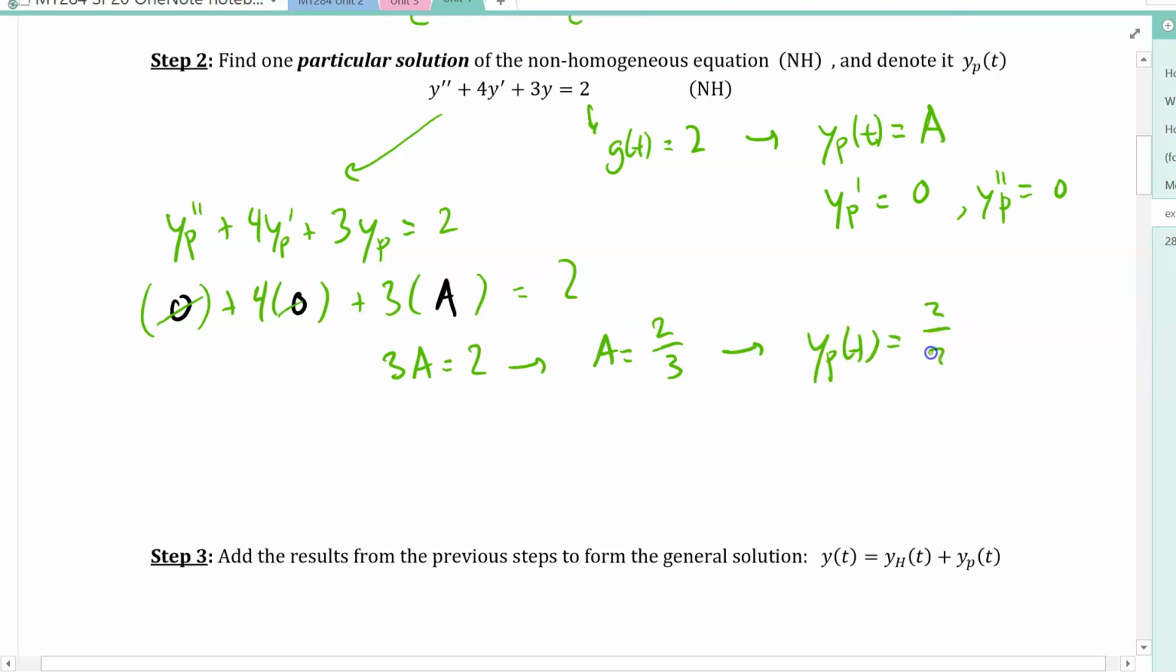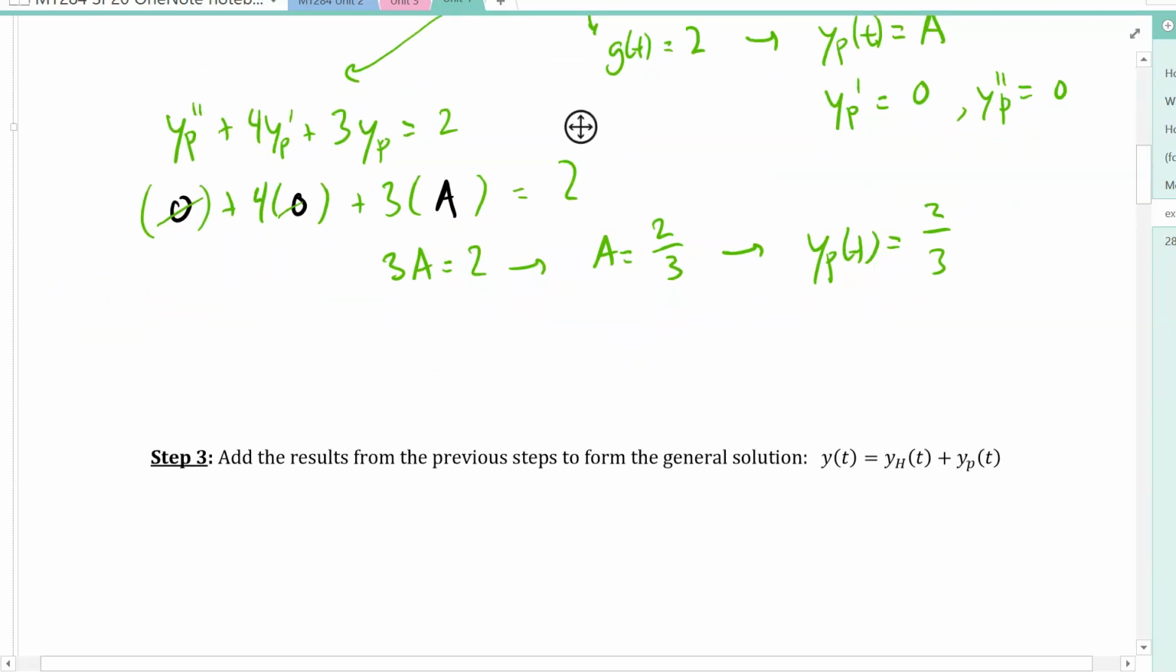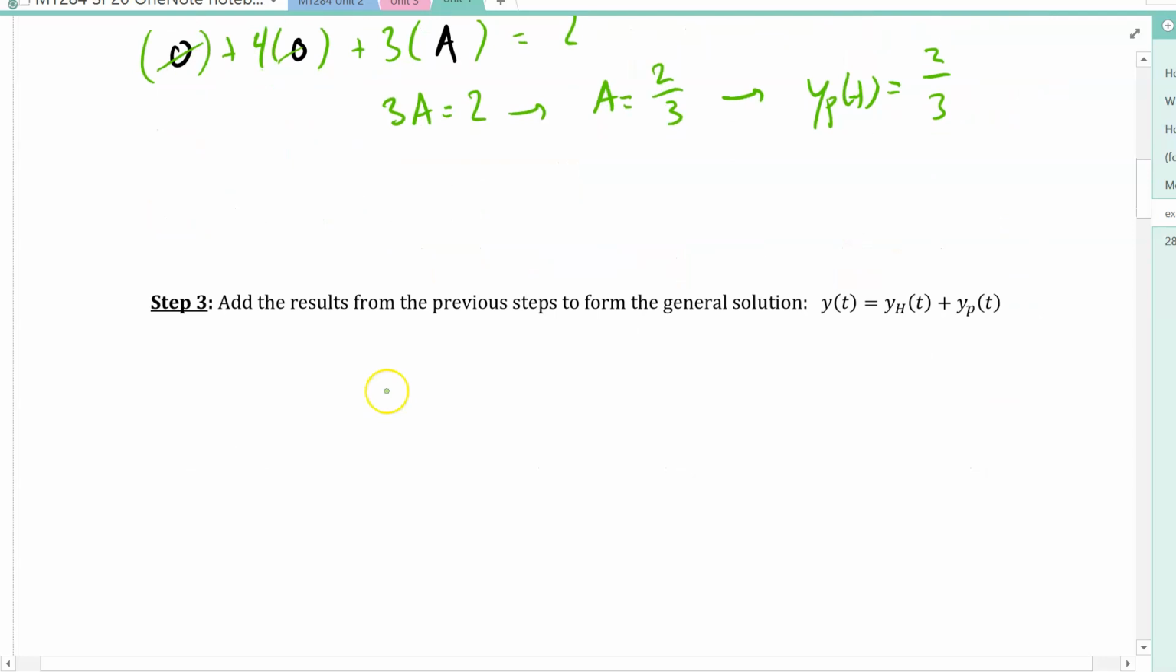In this case, it's a pretty easy function, just a constant function, which is just 2/3. Okay, good enough. Now that's step 2. Step 3 is quite simple. We're just going to add the results together. So what's y of t going to be?